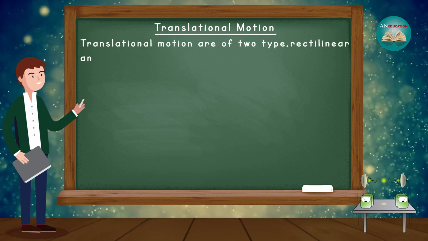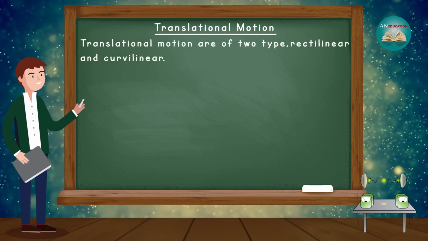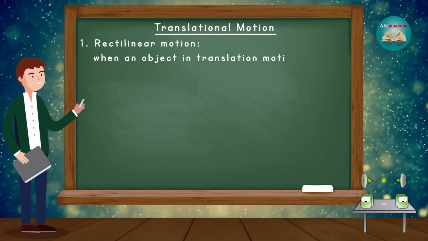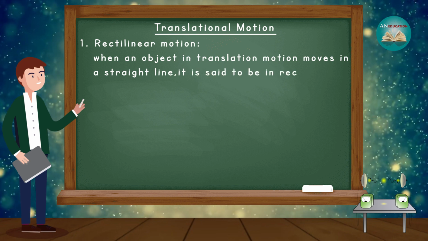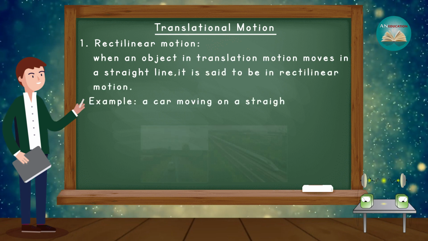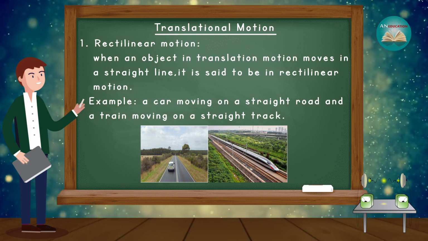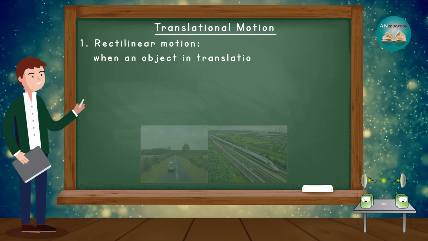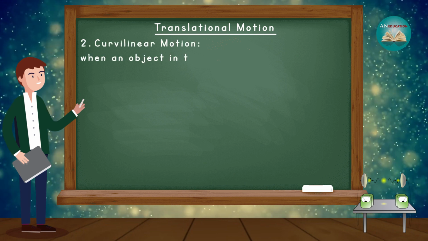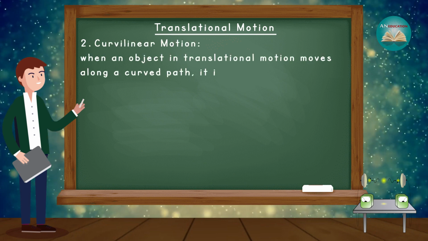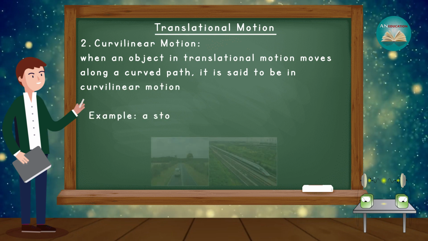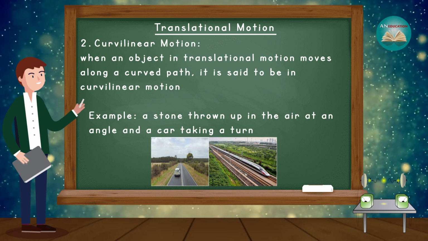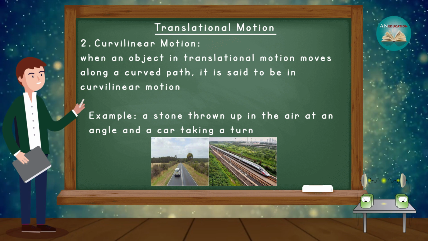Translation motion is of two types, rectilinear and curvilinear. Let's discuss them also. First is rectilinear motion. When an object in translation motion moves in a straight line, it is said to be in rectilinear motion. Examples of rectilinear motion are a car moving on a straight road and a train moving on a straight track. Second is curvilinear motion. When an object in translation motion moves along a curved path, it is said to be in curvilinear motion. Examples of curvilinear motion are a stone thrown up in the air at an angle and a car taking a turn.